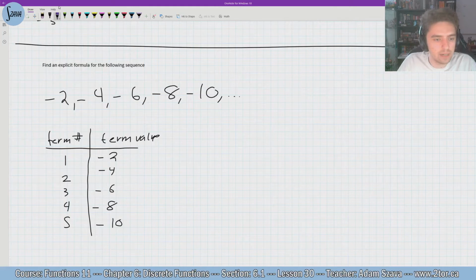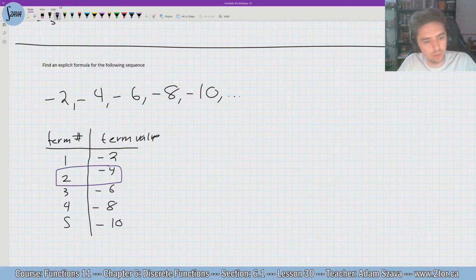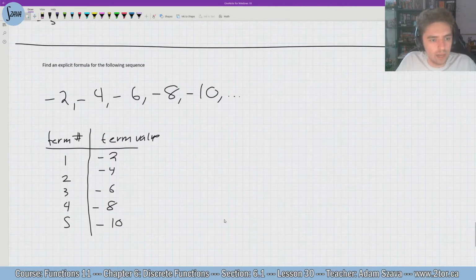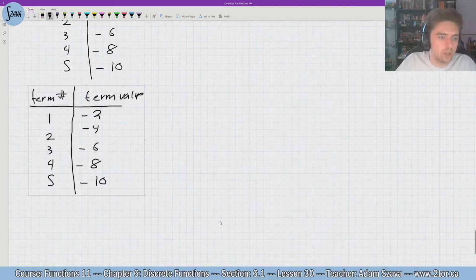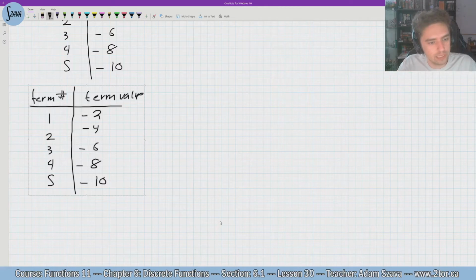And then we have to count how many times we go down by negative 2, right? Go down by 2. So here, we've gone down by 2 one time, so we're at negative 2. So in this table, I want to identify the pattern, so I'm just going to copy and paste it here. Notice that 1 times 2 is 2, 2 times 2 is 4, 3 times 2 is 6, 4 times 2 is 8, 5 times 2 is 10. Okay, that's an interesting connection we got there.